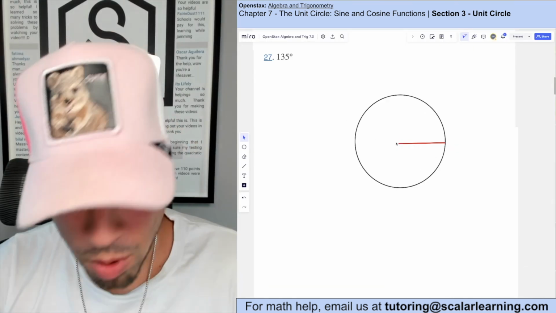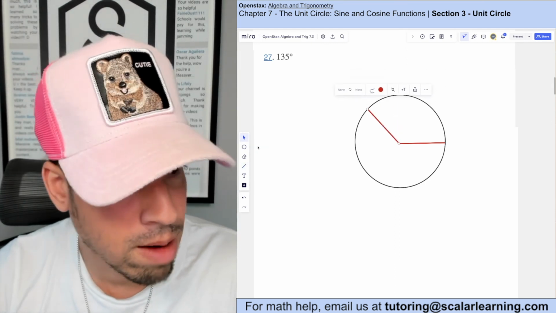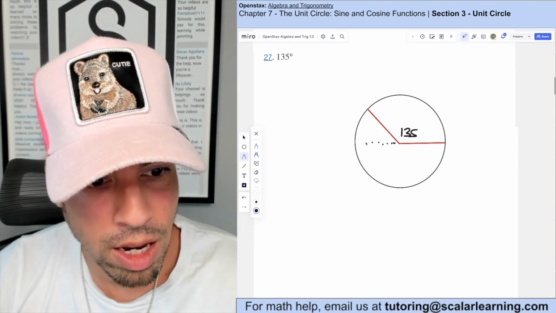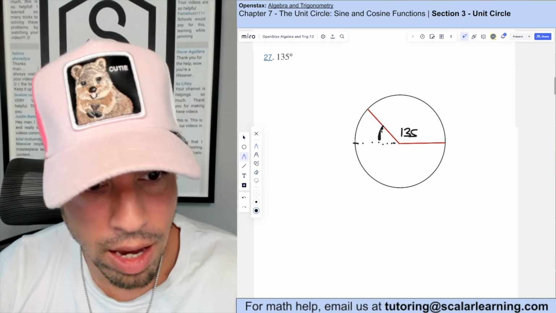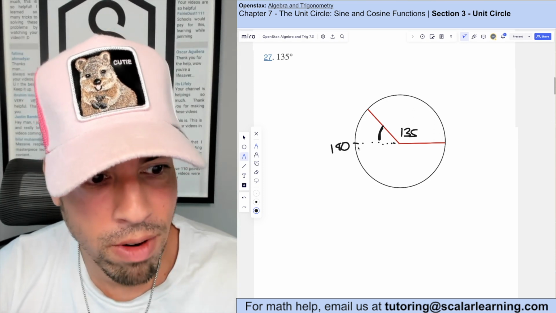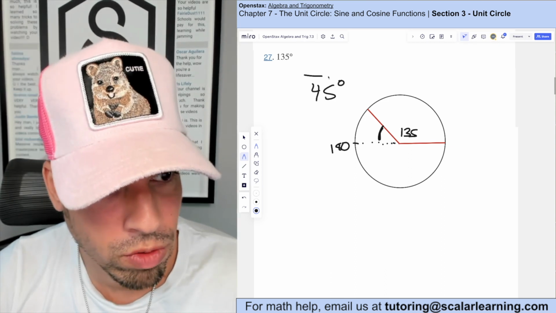Done. So for this one, 135 degrees would come out here, kind of right to that point, right? And this is just an estimate so you can see what it looks like. And then to get the reference angle, it's this distance or this angle down here going up to 180 degrees. So we're already at 135. We're 45 degrees short of 180. So the answer is 45 degrees for the reference angle.